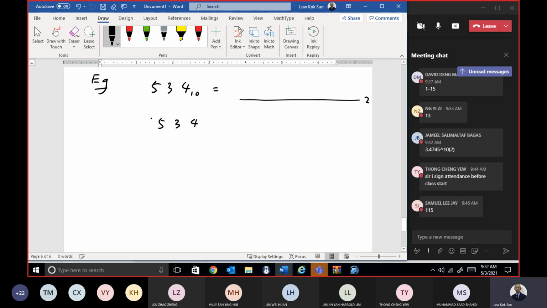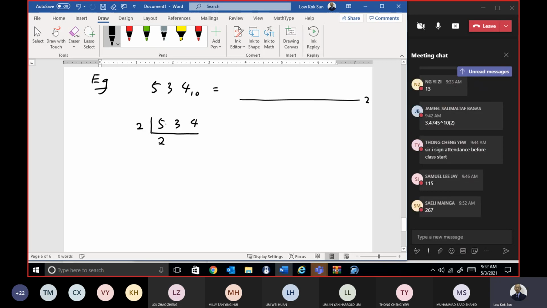So we divide. You see, system 2, so you divide by 2. Be careful to avoid careless mistakes. So you divide 5 by 2. Slowly, we got 2. 2 times 2 is 4, but here got 5. So got 1 extra, 1 remainder.